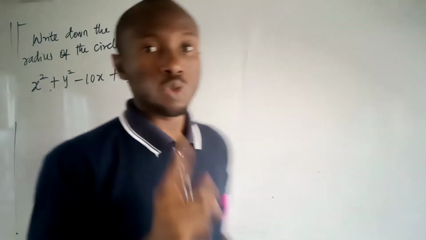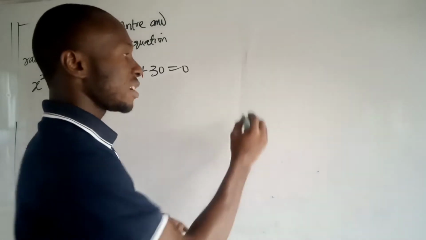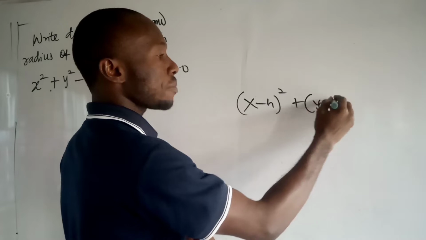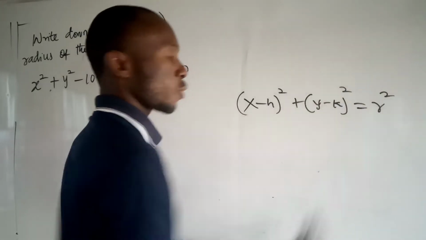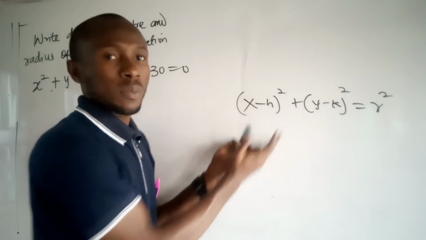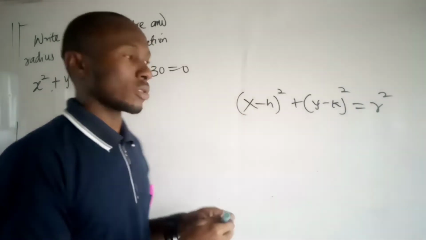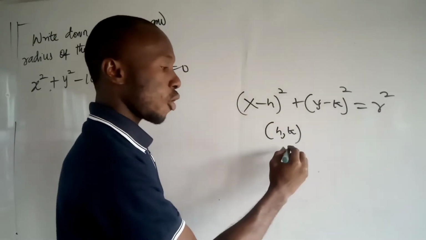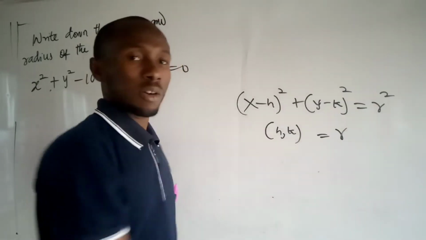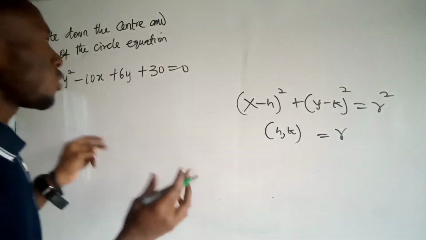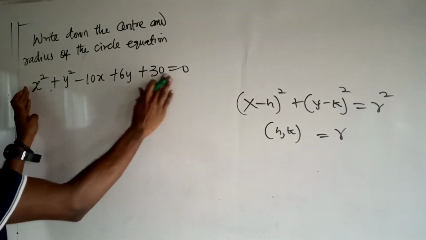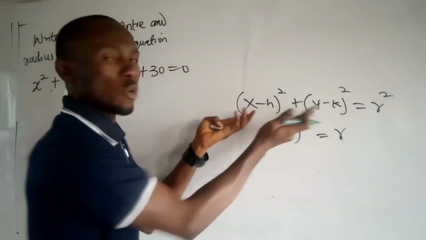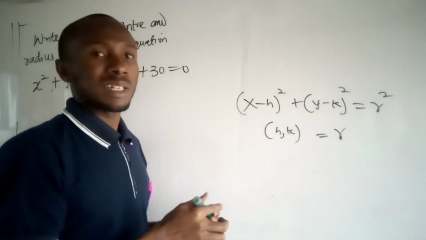The first thing I want you to remember is that a circle can be written in a standard form as x minus h all squared plus y minus k all squared equal to r squared. When a circle is written in this form, you can easily obtain the center and the radius. The center is the h and the k, and the radius is just the r. So we want to look for a way to write this equation of a circle in this format. If we can successfully write this equation in this format, we can easily obtain the center and the radius.